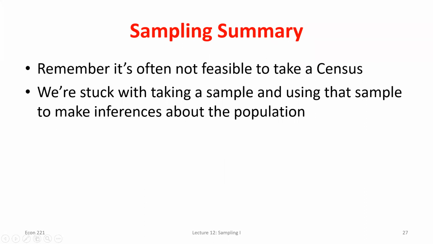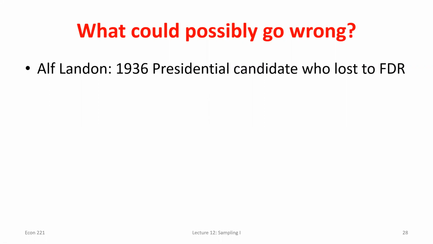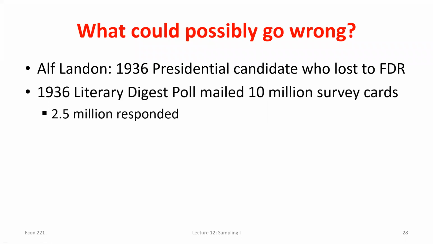Okay, so with this idea, if we wanted to get our sample to match our population, what could go wrong? There's this quick example, and I think it gets at two biases that are really important. The 1936 election: Alf Landon lost to FDR. Great name, sad he's not one of our presidents. In 1936, right before the election, like right about now, the Literary Digest poll sent out about 10 million survey cards, and 2.5 million people responded.